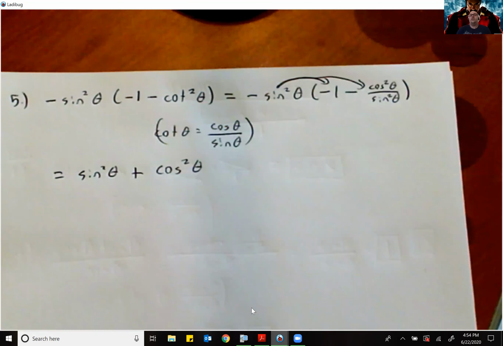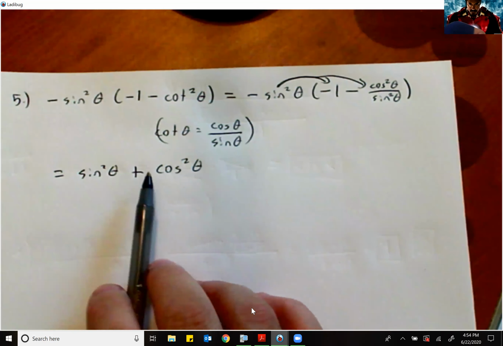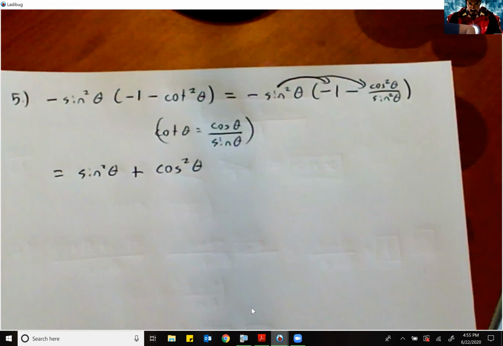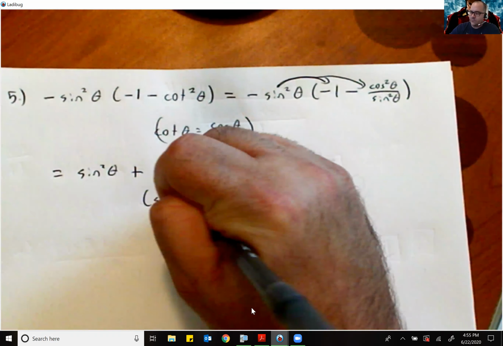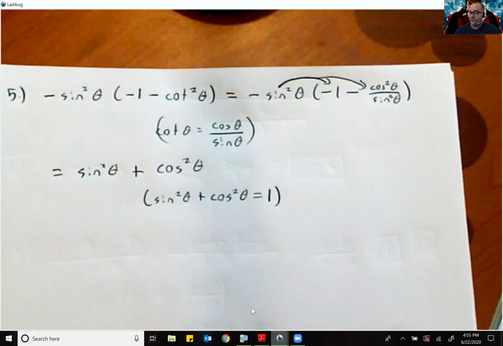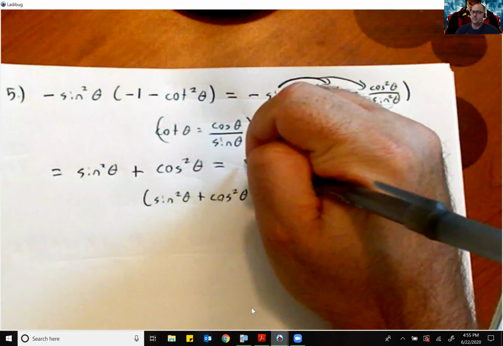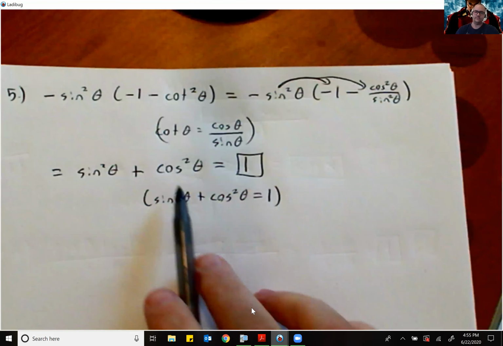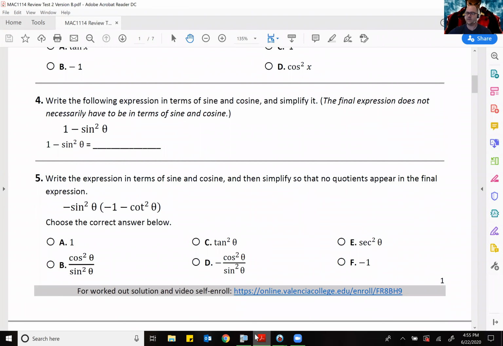But wait a minute, there's more. We've seen this. In fact, we talked about this one in problem number 4, right before this. We stated that sine squared theta plus cosine squared theta is equal to 1. These two pieces match. So the answer is 1, because I can replace it with the identity. So when I come back here, the answer is A.